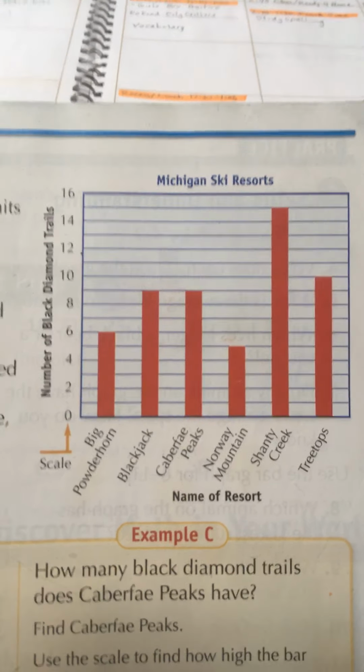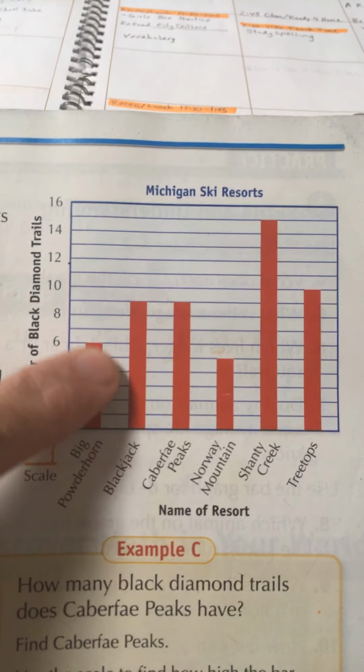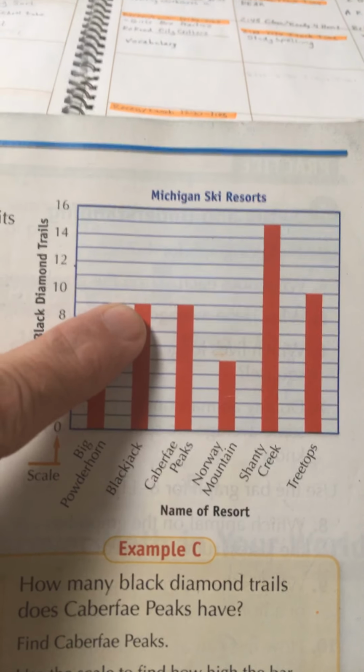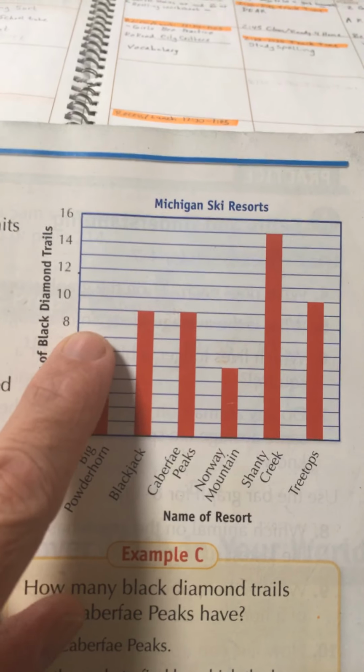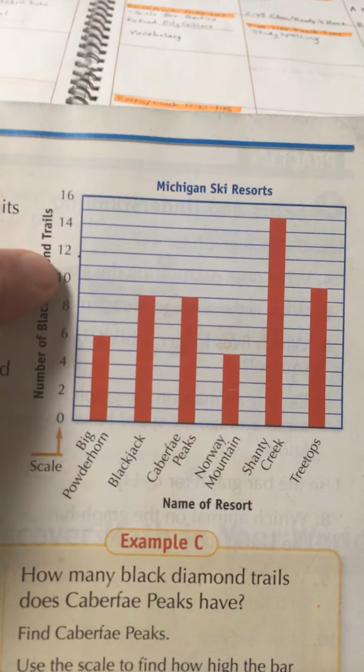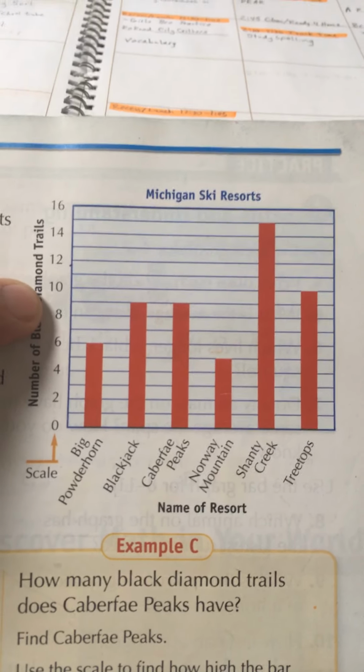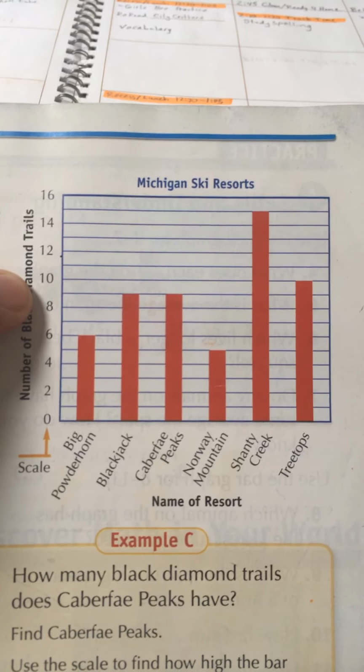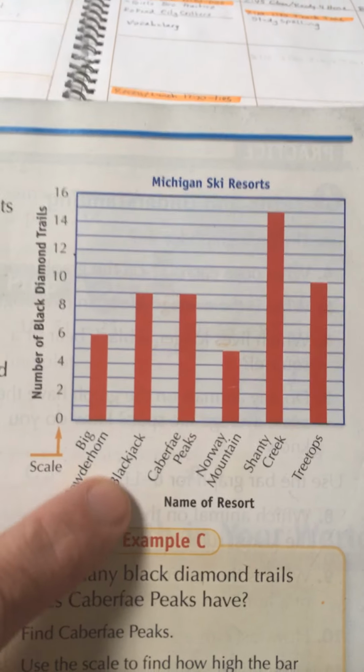Okay, so now we're back. We said that the Blackjack has 9. You go up and you go across. See how it's between 8 and 10? Well, what number is between 8 and 10? Obviously, it's 9, right? So Blackjack has 9.